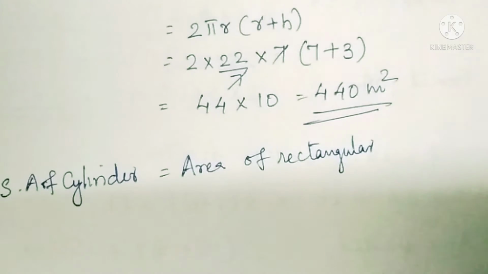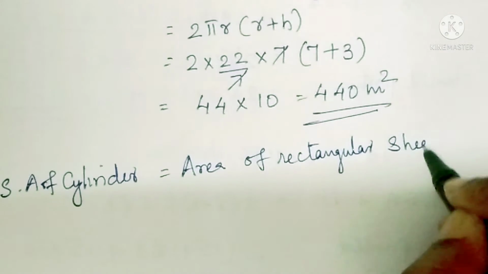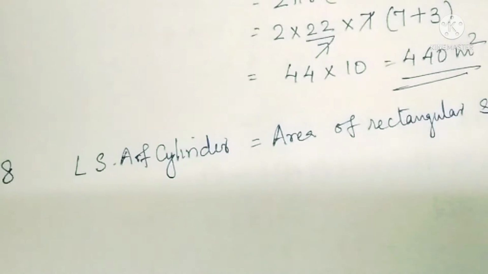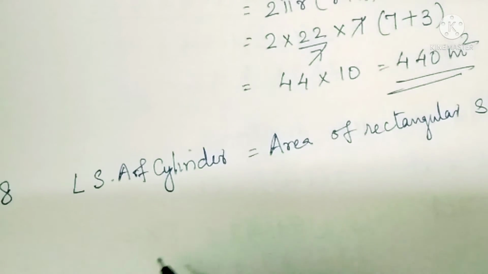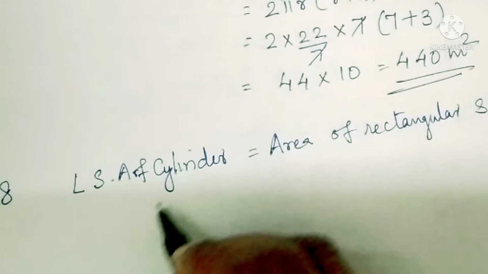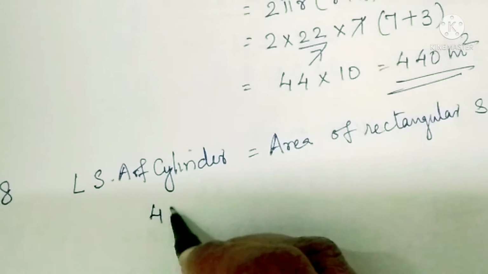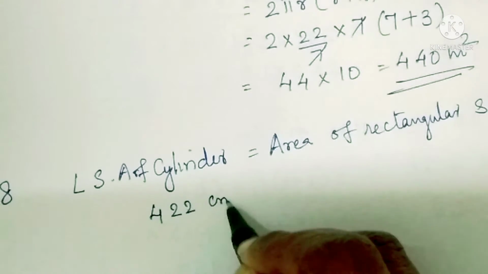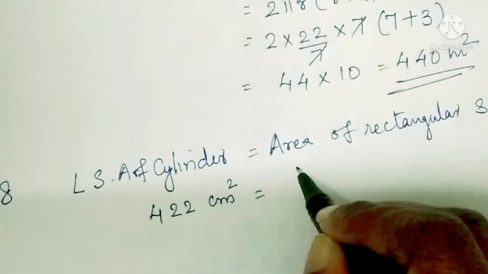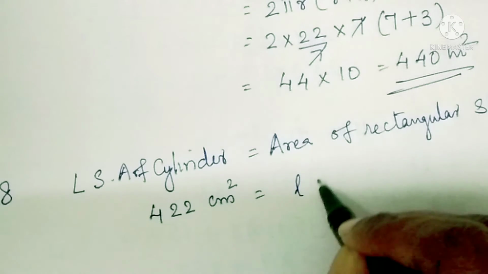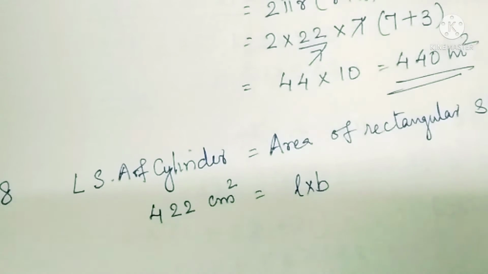Area of the rectangular sheet is equal to LSA of the cylinder. Now let us write all details. What all things are given here? It is directly given, 4224 centimeter square. And in area of rectangle we know that it is equal to L into B.